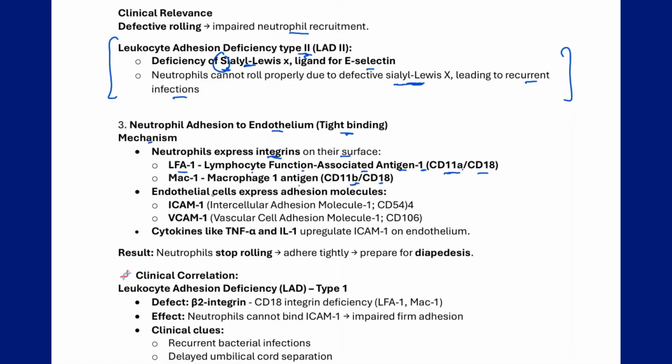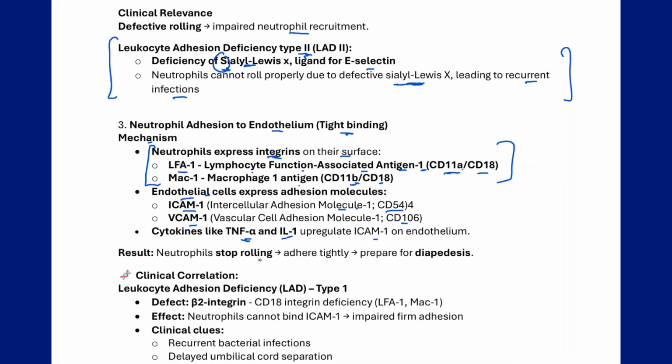That's what we have on the neutrophil. What about on the endothelial cell? On the endothelial cell, we have ICAM-1 and VCAM-1. ICAM-1 is intercellular adhesion molecule 1, and the CD marker for that is CD54. VCAM-1 is vascular cell adhesion molecule 1, and the CD marker for that is CD106. As we mentioned earlier, these are all regulated by our acute phase cytokines, interleukin 1 and TNF-alpha. This will allow them to adhere to the wall, what we call tight binding.